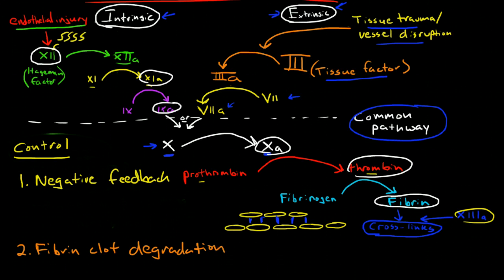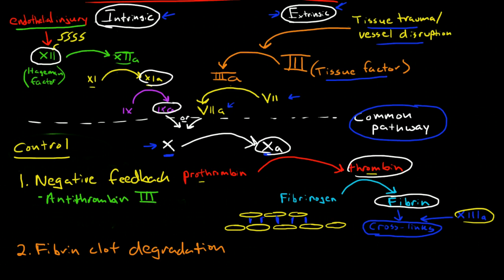Okay, now negative feedback. There are actually sort of two subsystems here. Actually, there's three or four, but I'm only going to talk about two. One is the antithrombin system, and this is based on a protein called antithrombin 3.